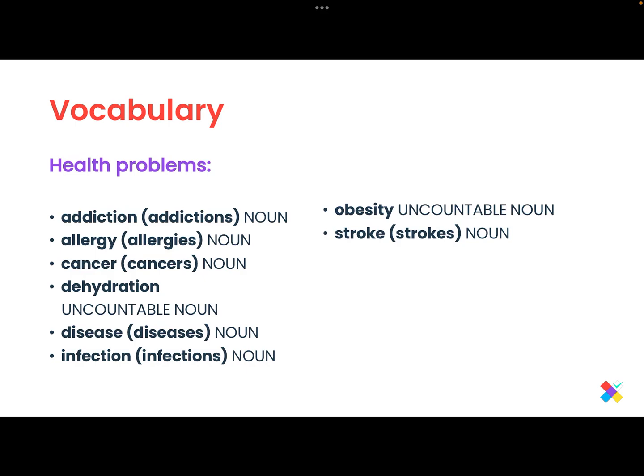Moving on, obesity. It's an uncountable noun. Someone suffering from obesity is extremely fat. That's self-explanatory. For example, the excessive consumption of sugar leads to obesity. And the very last one is stroke or strokes. If someone has a stroke, a blood vessel in their brain bursts or becomes blocked, which may kill them or make them unable to move one side of their body, what we call in Romanian AVC. For example, he had a minor stroke in 1987, which left him partially paralyzed.